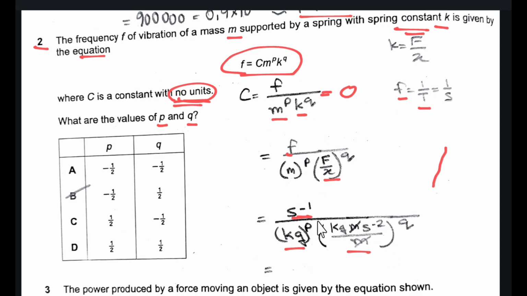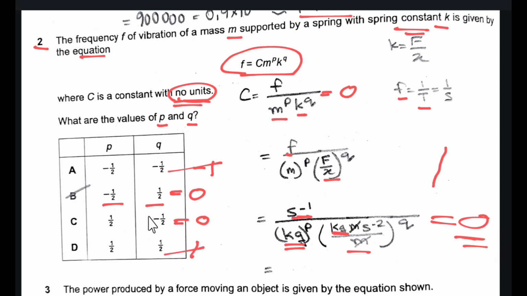After inputting these quantities, as C has no unit, the overall unit becomes 0. That means this kg would cancel with this kg. So P and Q have values that cancel each other out. It can be negative 1 by 2 and 1 by 2, so the overall unit becomes 0, or 1 by 2 and negative 1 by 2, so the overall unit becomes 0. But it could be 1 or negative 1 because the overall unit is 0. So it can be either B or C.